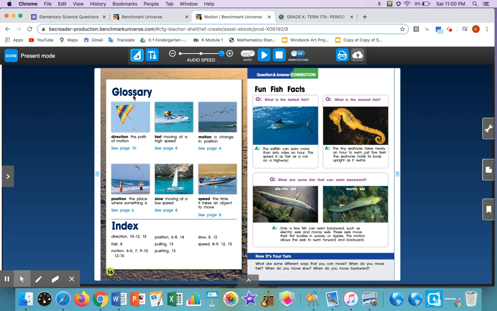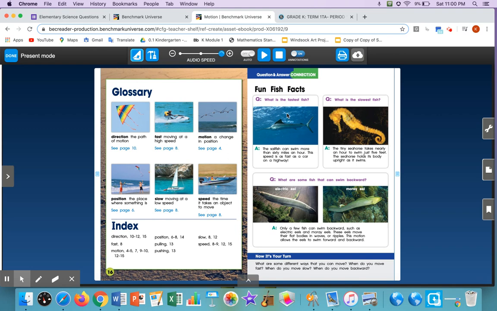But now it shows me the glossary. And remember those bold words? It shows them again, just to make sure that I paid attention to them. But we did. We saw direction. We saw the word fast. We saw the word motion, position, slow, speed.